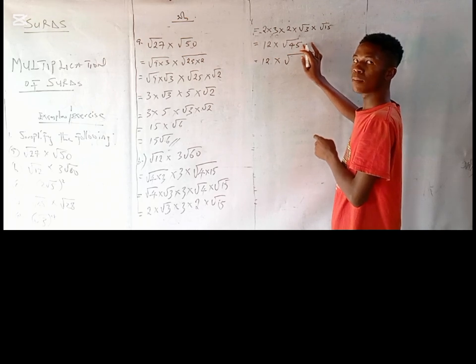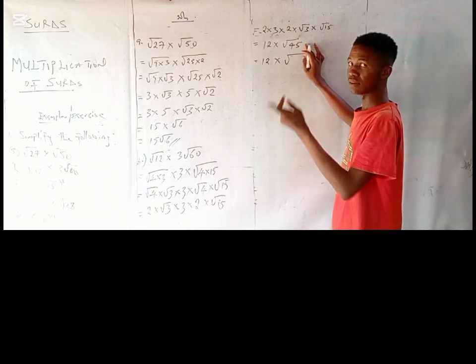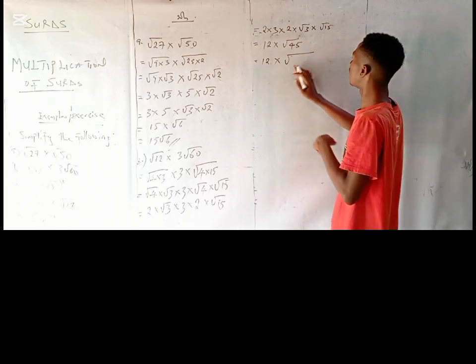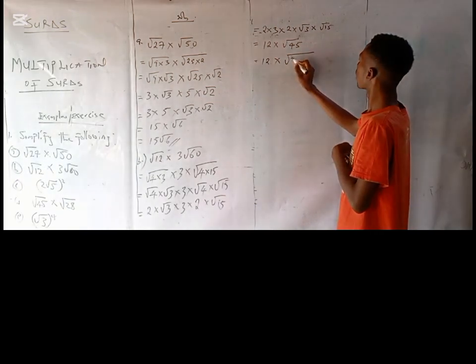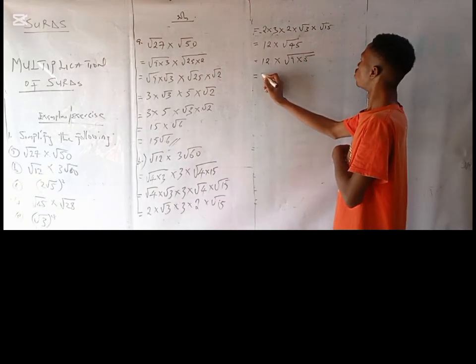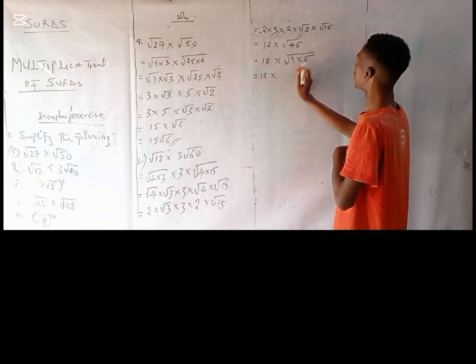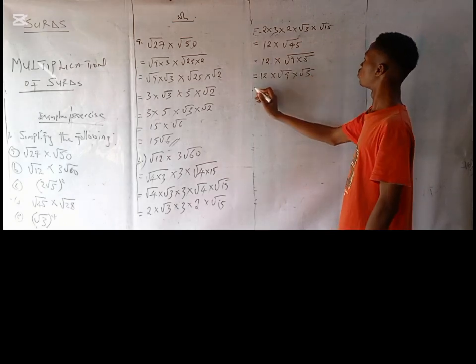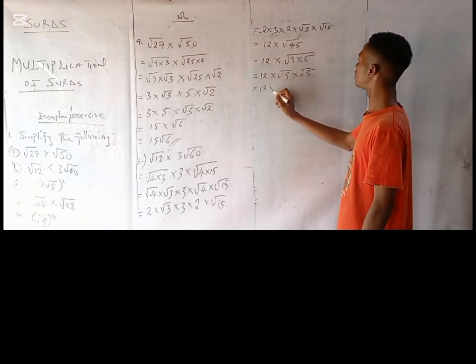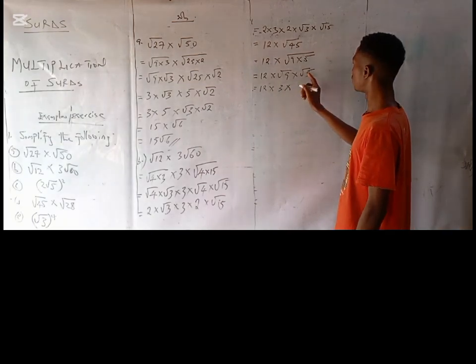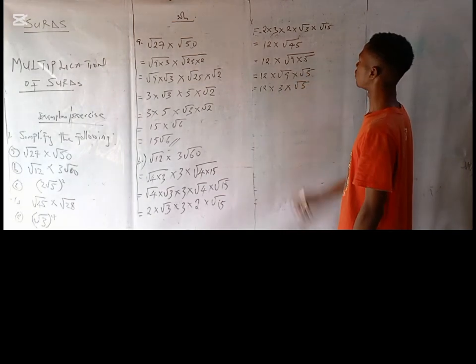Here the two numbers are 9 and 5, because 9 times 5 is 45, and 9 is a perfect square. That's root 9 times 5, which is equal to 12 times, let's separate them, root 9 times root 5. So that is 12 times root 9, which is 3, times root 5.